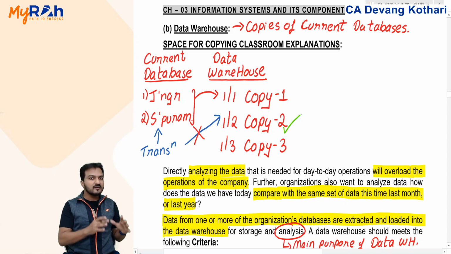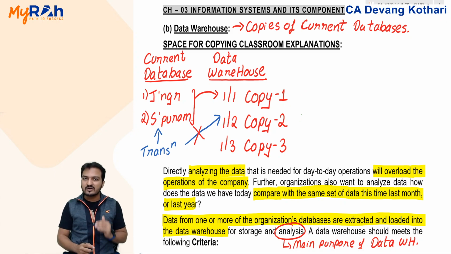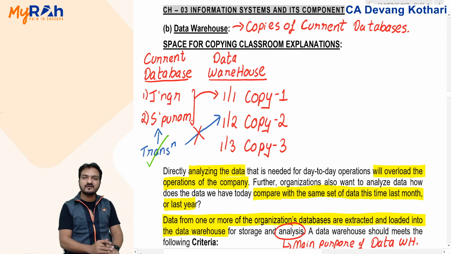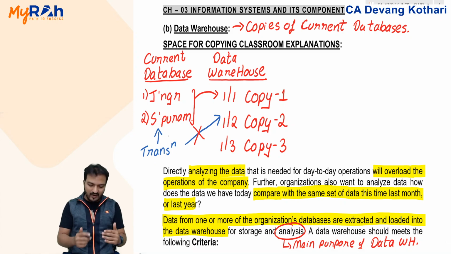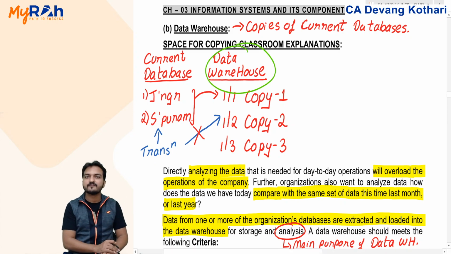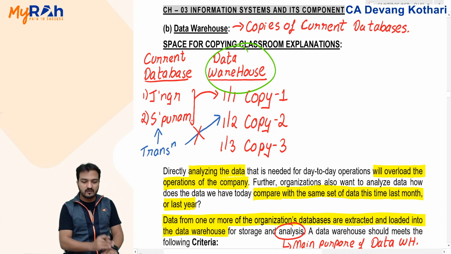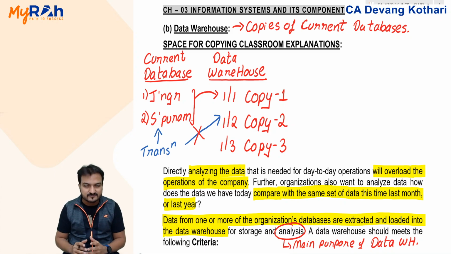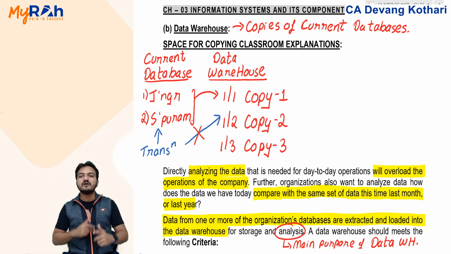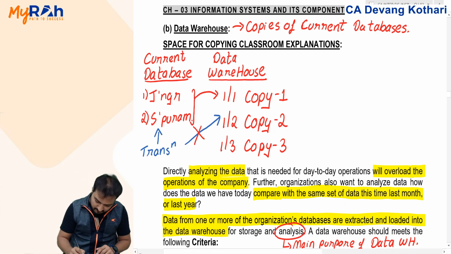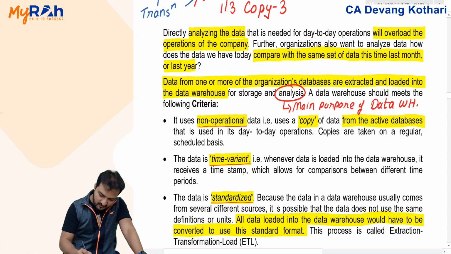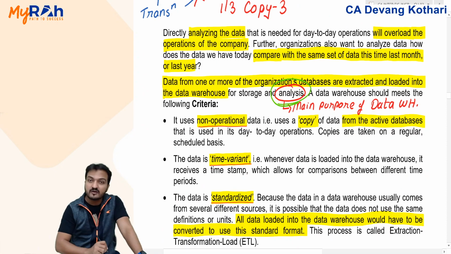Now, routine transactions that are entered, where are they entered? Transactions will continue to be entered in the current database only. Then why did we create the warehouse? Please remember, this is where most of you make a mistake. The main reason why we create a warehouse is for analysis and reporting purposes. You see that here: the main purpose of a data warehouse is analysis and reporting.